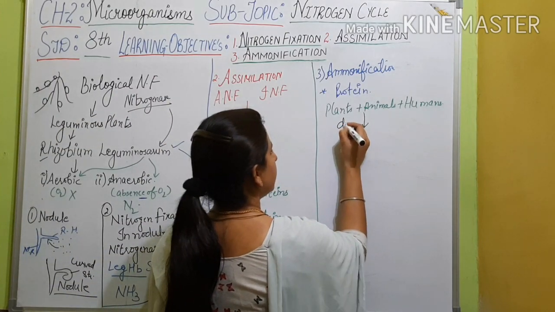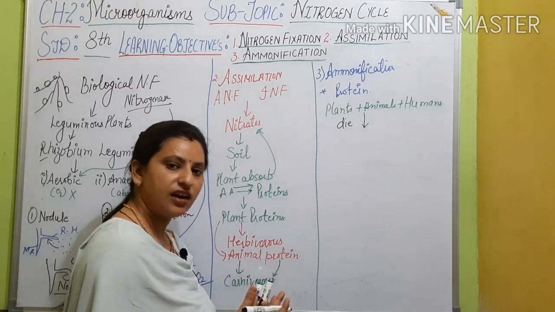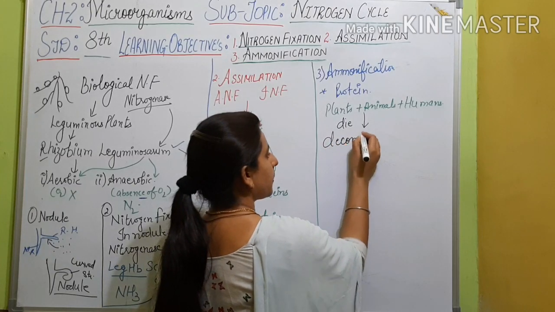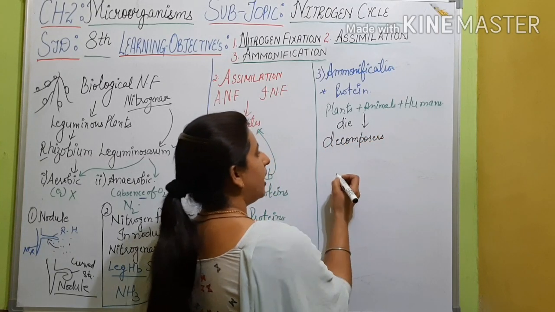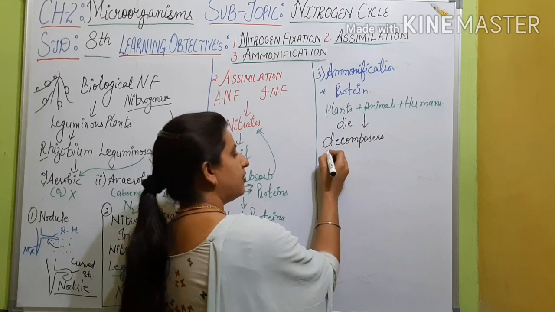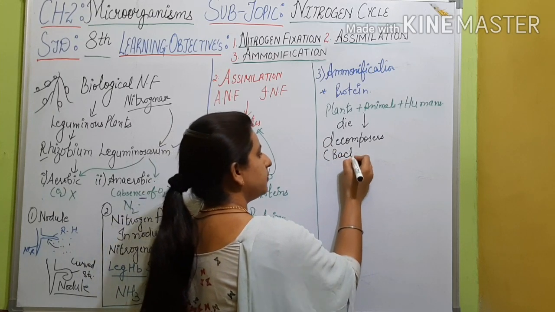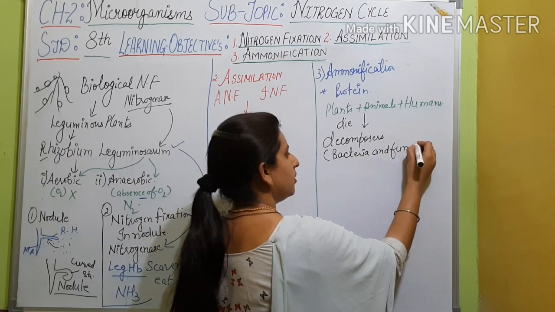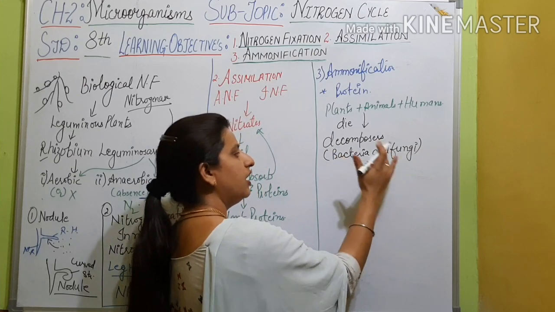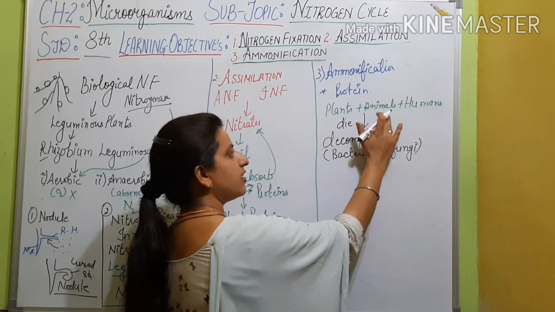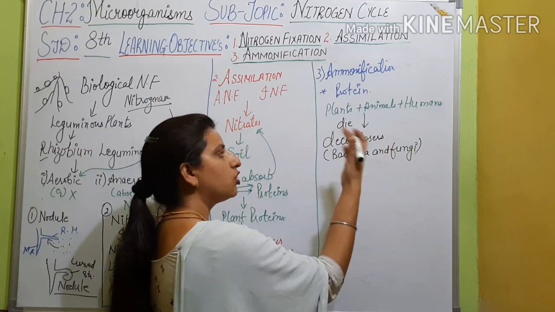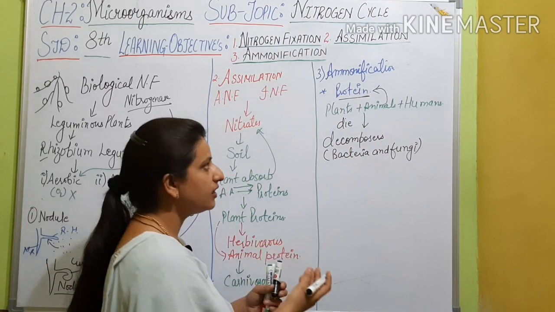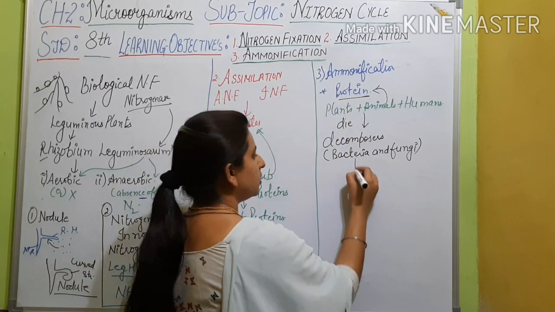When all the three die out, their body will start decaying with the help of decomposers, and these decomposers you can exemplify by bacteria and fungi. Now these bacteria and fungi decompose the body of plants, animals and humans, and in the body of plants, animals and humans, complex protein is there. Now again they are changing this complex protein into ammonia.